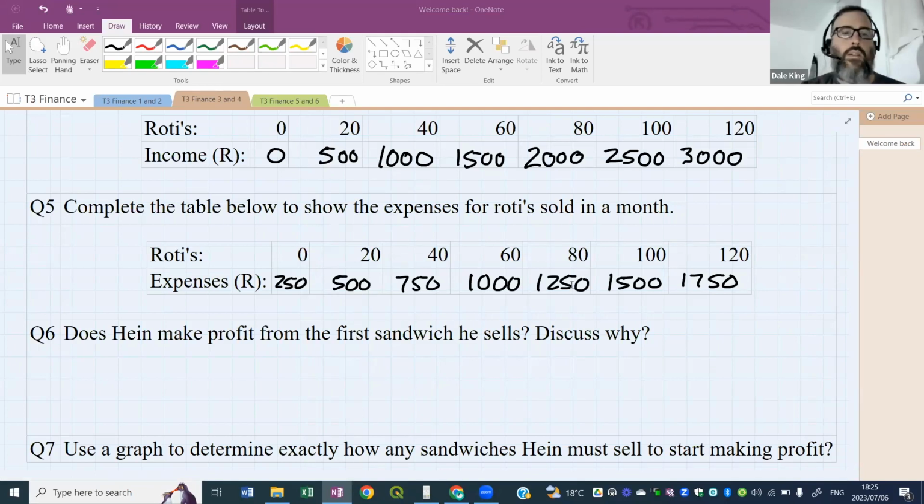Who can tell me? Does he make profit from the first roti? I've got sandwich there. It should be roti.